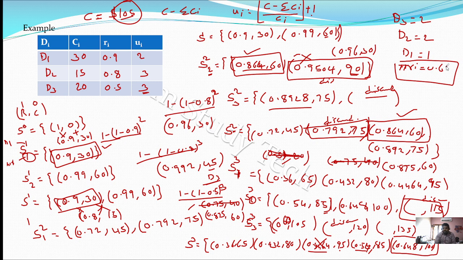0.648. Okay, you can use the dollars, that is $100. You can use $100, you can get the entire system reliability is 0.648. This is the problem solution. So here how many copies are required? Here it is D1 1 copy, D2 2 copies, D3 2 copies.